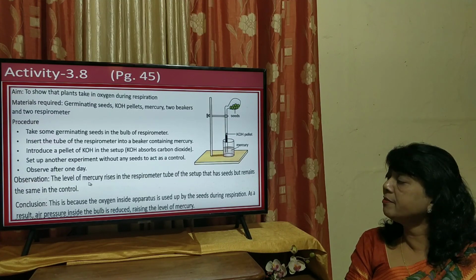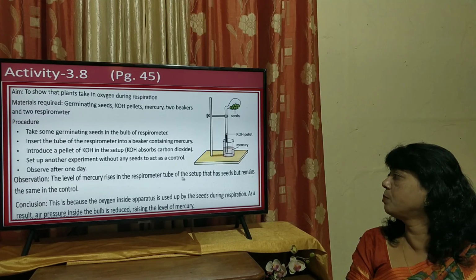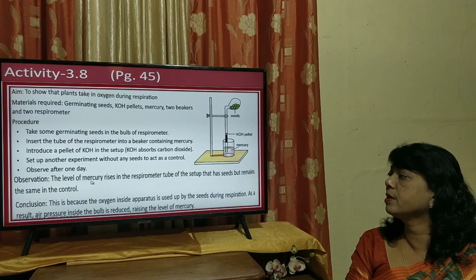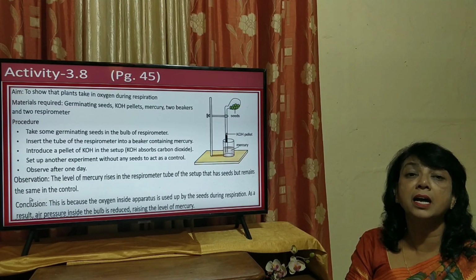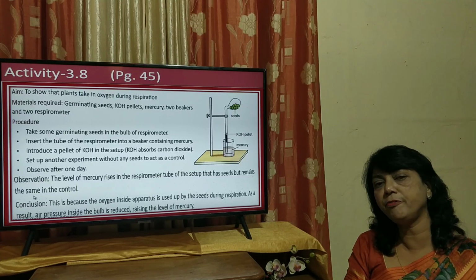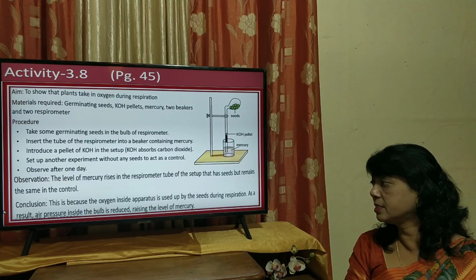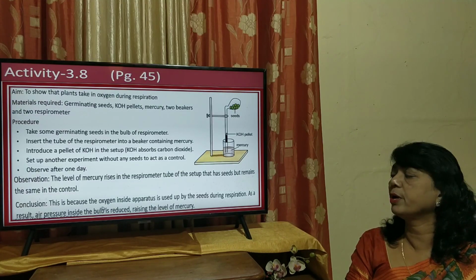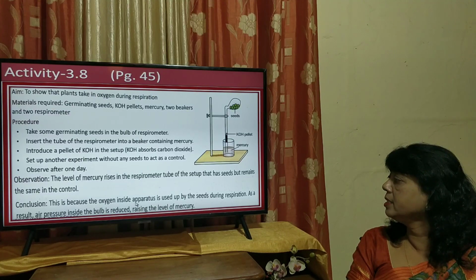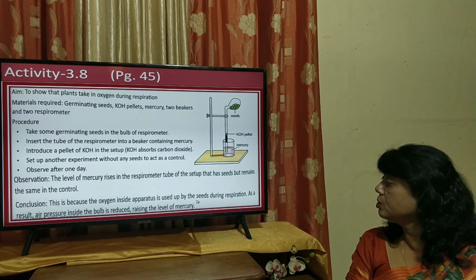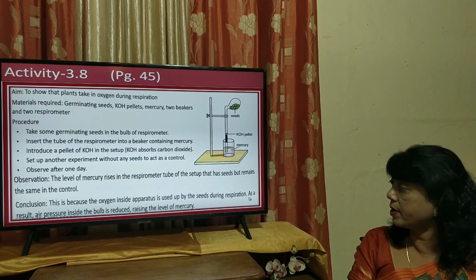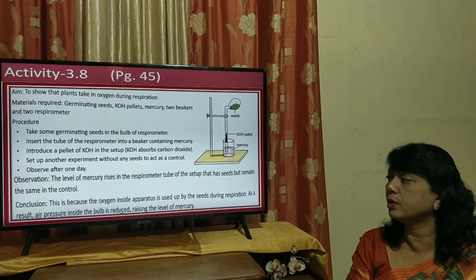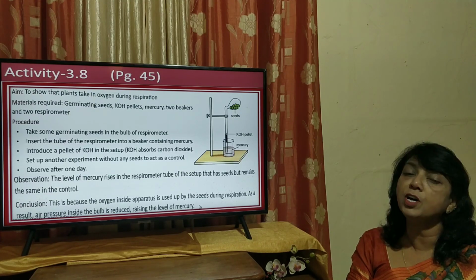Observation: the level of mercury rises in the respiratory tube of the setup that has seeds, but remains the same in the control setup. Control setup means the one in which we did not keep germinating seeds. What do we conclude? This is because the oxygen inside the apparatus is used by the seeds during respiration. As a result, air pressure inside the bulb is reduced, raising the level of mercury.